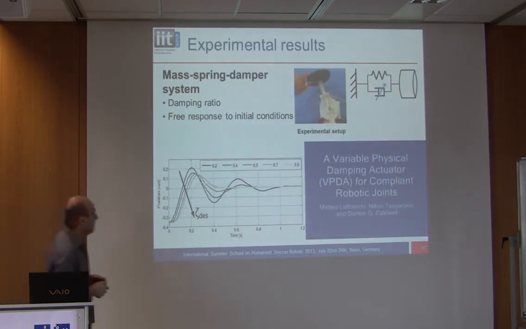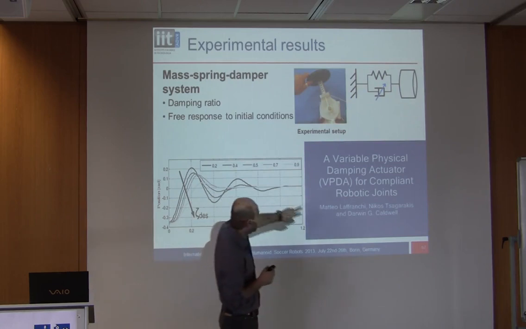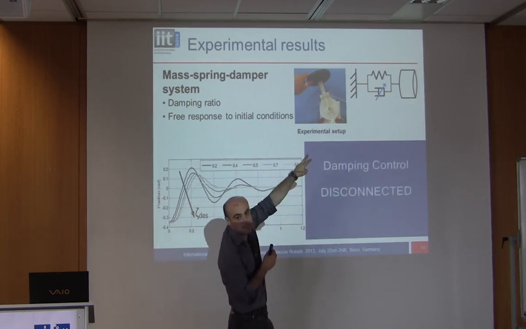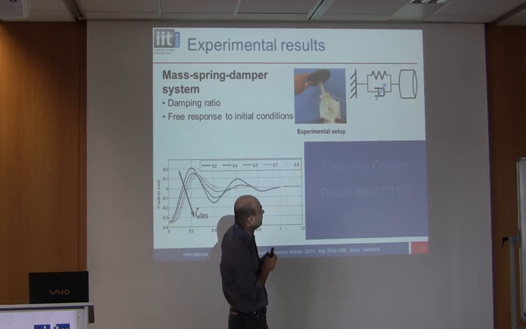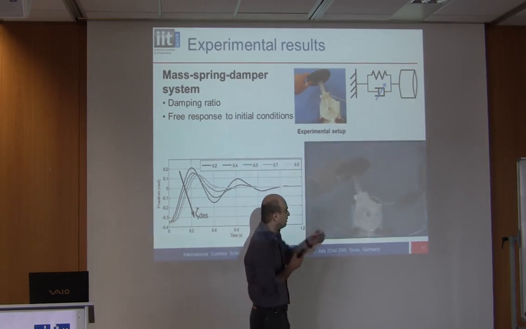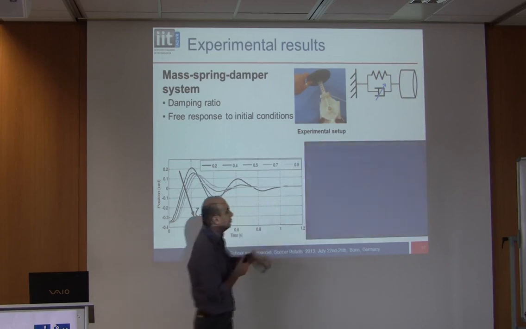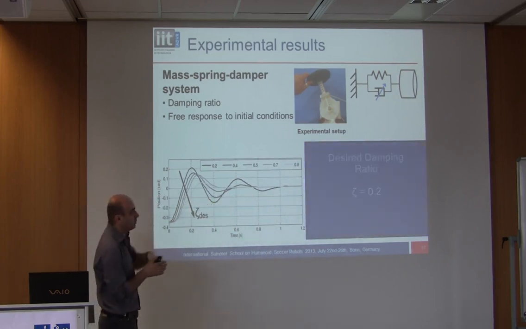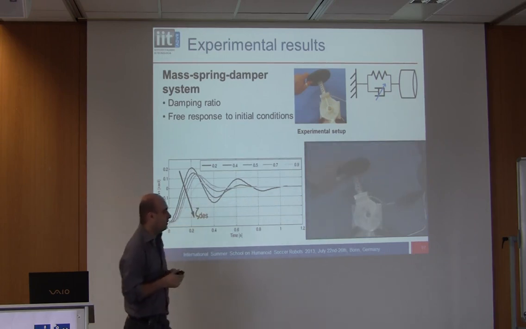You can see here a video where we don't have the main actuator of the joint yet, so it's basically a spring mass system where we apply the physical damping and we regulate it. So basically we externally perturb it and let it oscillate at its natural frequency, and then we regulate the damping and close the loop to regulate a certain damping ratio in the output here.